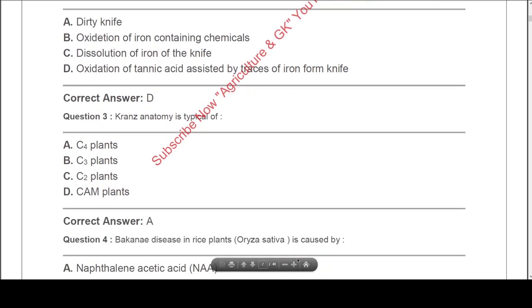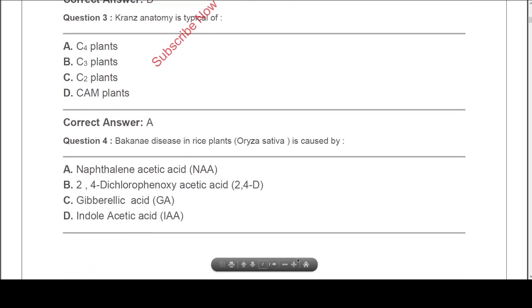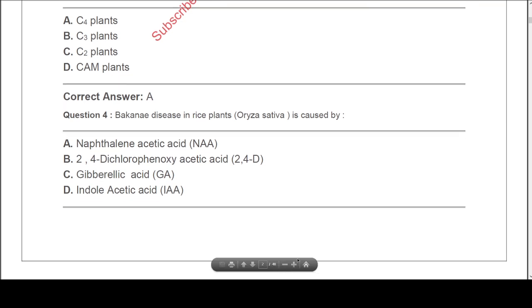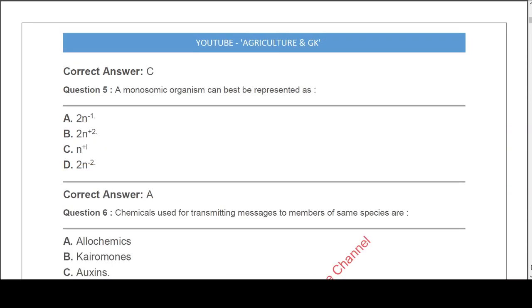Kranz anatomy is typical of which kind of plants? It is observed in option A, that is C4 plants. Bakanae disease in rice plants, that is Oryza sativa, is caused by, option C, gibberellic acid. A monosomic organism can best be represented as, option A, 2n minus 1.